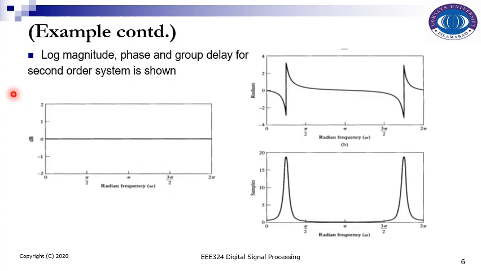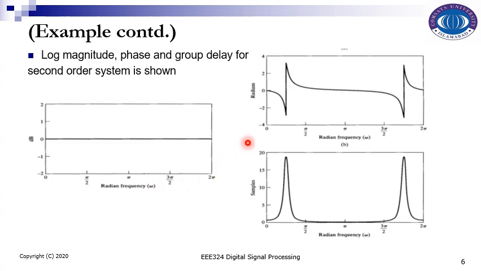So we can look at the frequency response plots for the second order system that we just saw. So we have the log magnitude plot. We see here that the system has a constant gain of 0 decibels, or magnitude 1, H(e^(j omega)) is 1. So log magnitude is 0 dB. So it has a flat frequency response magnitude part. It allows all frequencies to pass as expected.